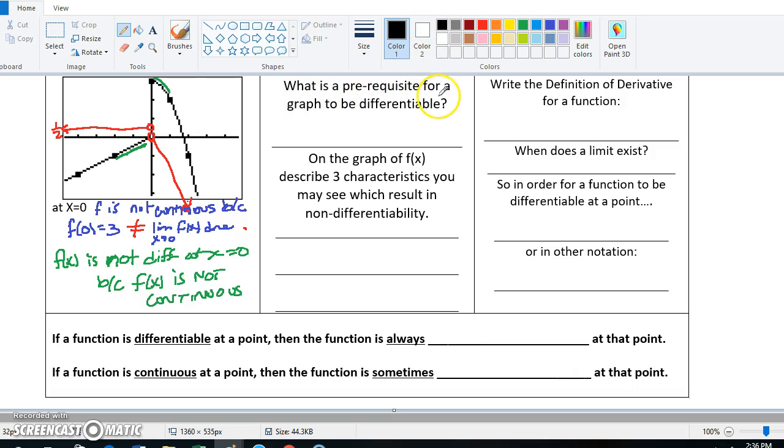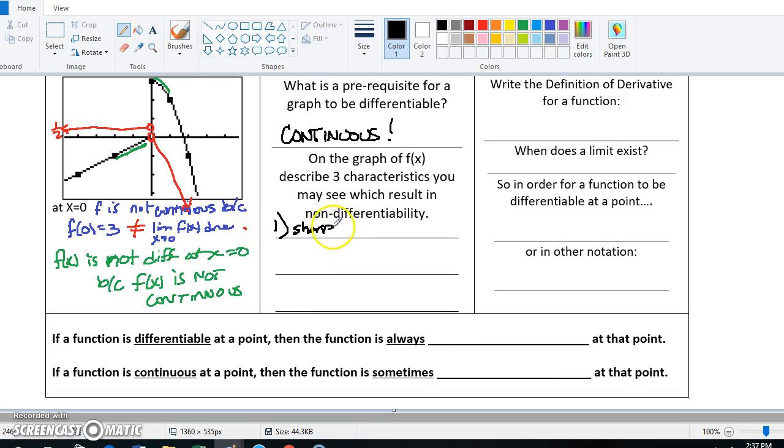What is the prerequisite for a graph to be differentiable? If you said continuous, you are correct. On the graph of f of x, describe 3 characteristics you may see which result in non-differentiability. Remember, differentiability is the ability to take a derivative. If you cannot take a derivative, what's happening on your graph?